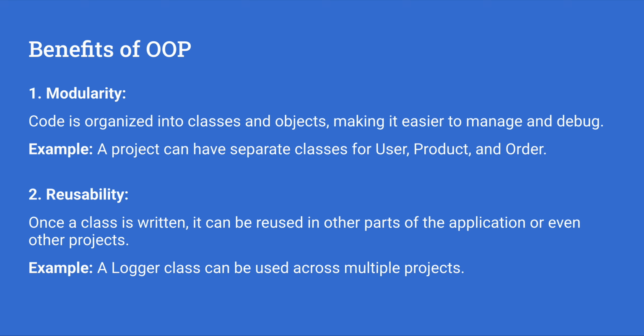So the first is modularity. The code is organized into classes and objects, making it easier to manage and debug. For example, an application can have separate classes for user, product, and orders. The second one is reusability. Once a class is written, it can be reused in other parts of the application or even in other projects. For example, a logger class can be used across multiple projects.